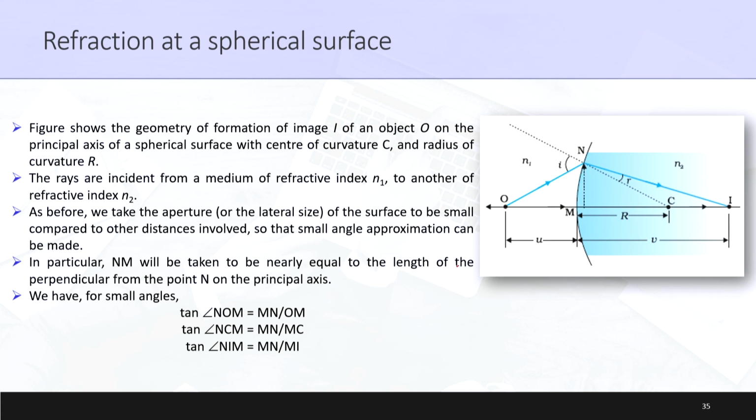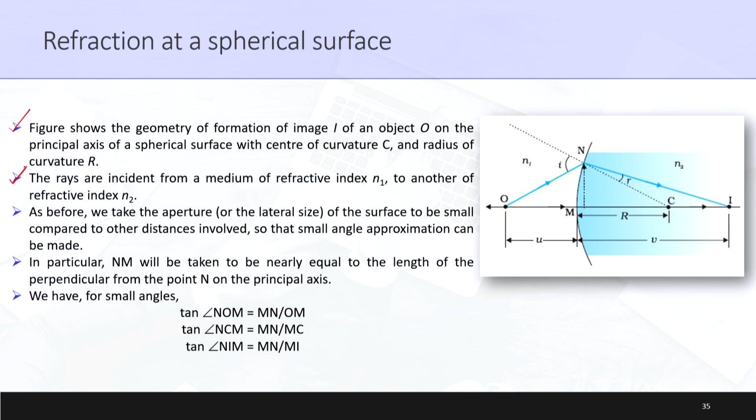This is the spherical surface being talked about with the center of curvature C. This is the center of curvature C and the radius of curvature R. So, this can even be the radius of curvature R. So, this thing has been completed. Next, the rays are incident from a medium of refractive index N1 to another of refractive index N2. As you can see, N1 to N2. So, basically there is a refraction happening here.